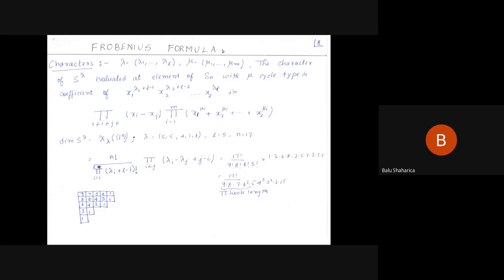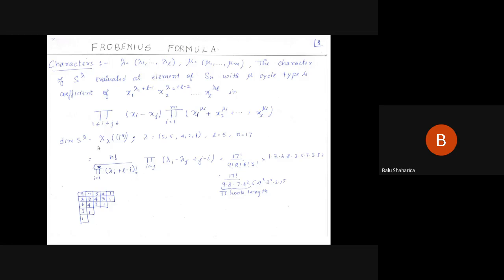Frobenius formula for finding the simple characters. Similar to what we had done for M lambda, we find coefficients of x1 to the power lambda 1 plus l minus 1, and so on in this polynomial, where lambda represents the irrep and mu is the class at which we want to find the character.